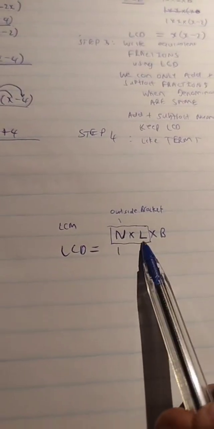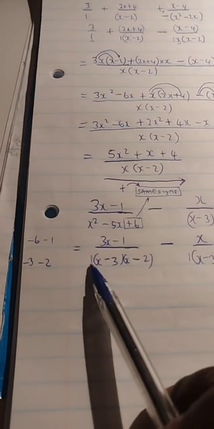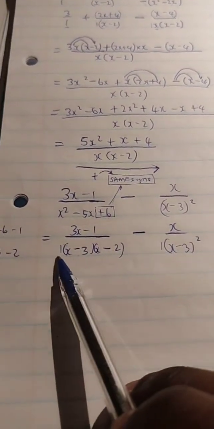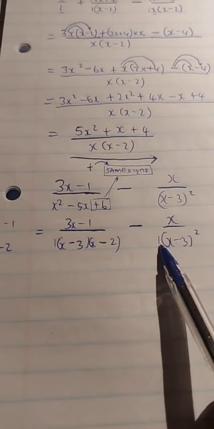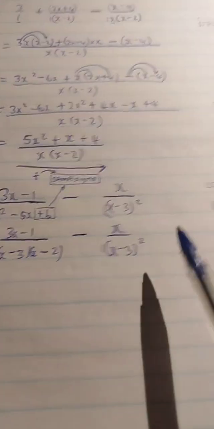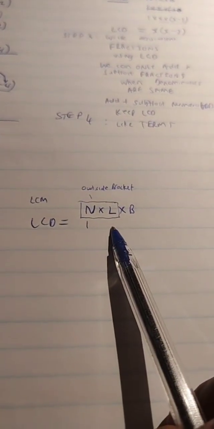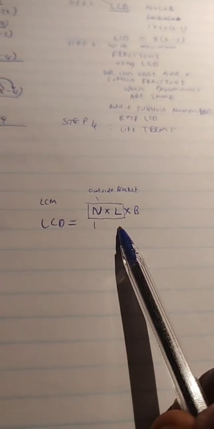Then we move on to the letter. Is there a letter outside the bracket, a letter of the alphabet outside the bracket? No, we don't have a letter. So we are clear for the letter, no letters outside.